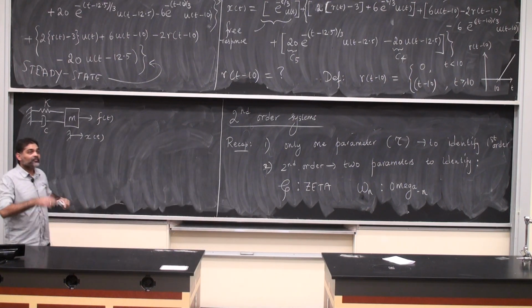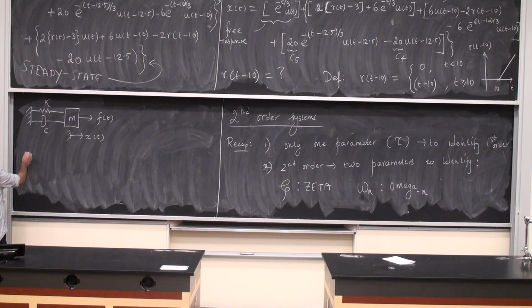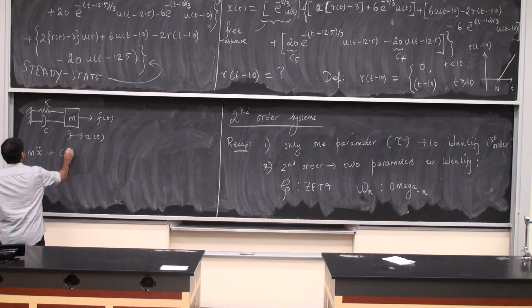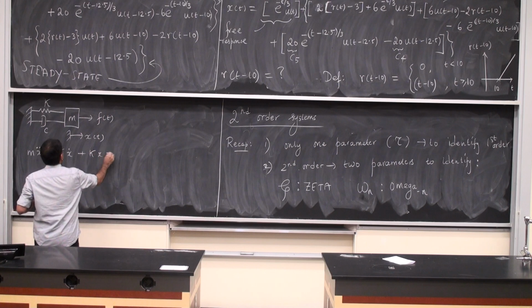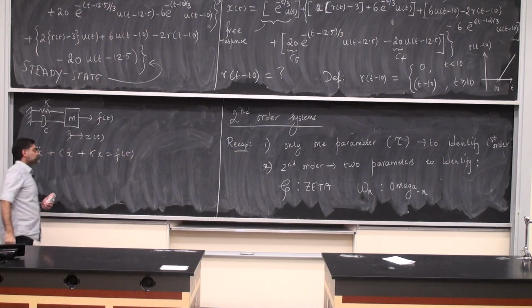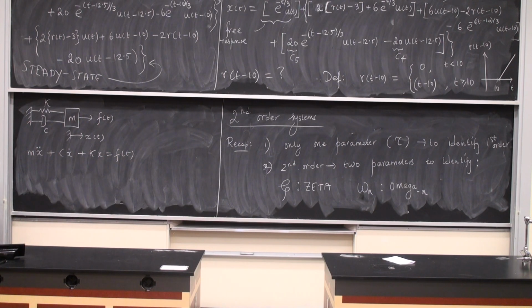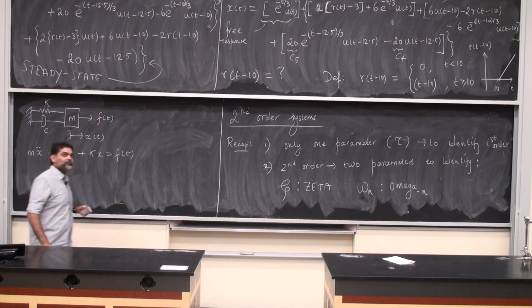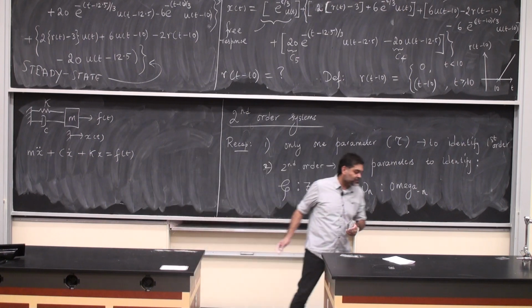Yes? F(t) equals m x double dot plus c x dot plus k x. Fantastic. This is the equation of motion. And if this is not very obvious, please make sure it becomes very obvious. If you've solved more complex problems than these, but please make sure you know how to do this inside out, backwards, front, in your sleep and in your dreams.